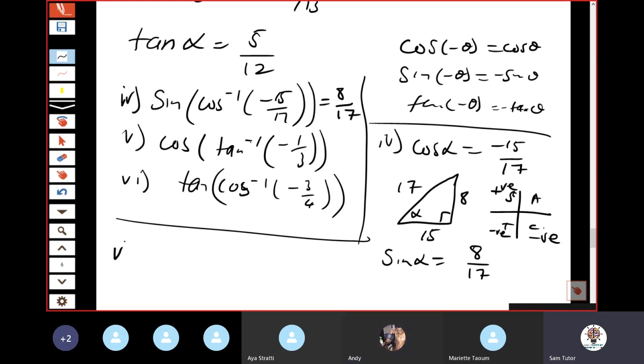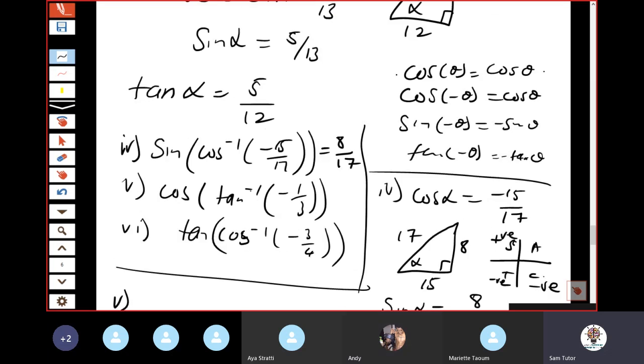V. Cos inverse tan, negative a third. Okay, let's see what happens here. Andy, just out of curiosity, do you feel like the final answer for cos is going to become negative or positive? Here, look, cos of a positive is always positive. Cos of a negative is also always positive.